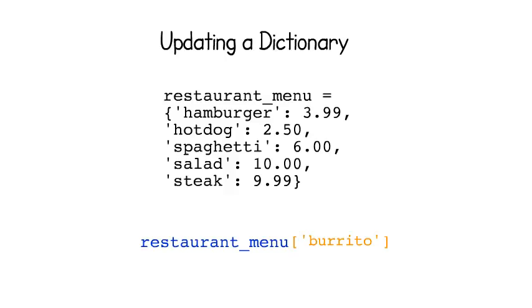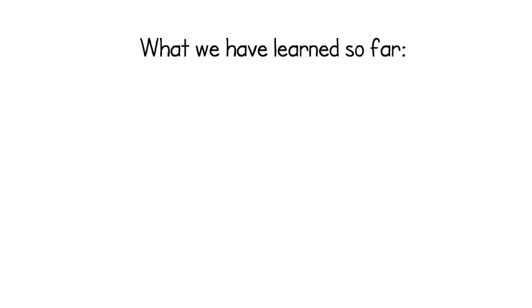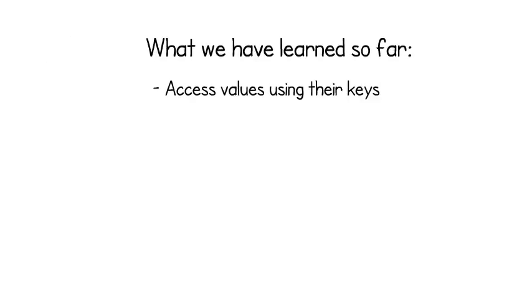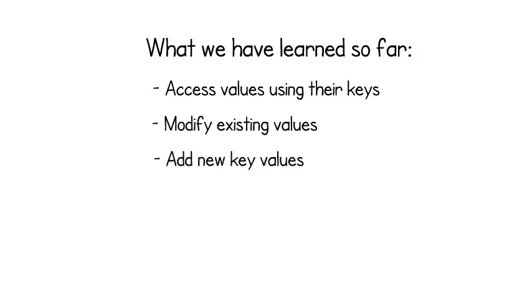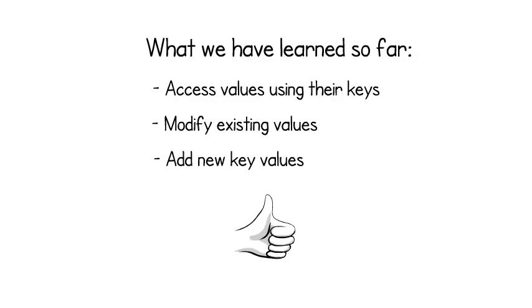For instance, with restaurant menu, I could add the key burrito with the value 6. If I check my updated restaurant menu, you will see that the key burrito and the value of 6 have been added. Notice here that the key burrito and the spaghetti key have the same value of 6. Like I mentioned before, multiple keys can have the same value. So we've learned how to access values using their keys, modify existing values, and add new key values inside a dictionary. Awesome! Great work! Let's move on to our second quiz.